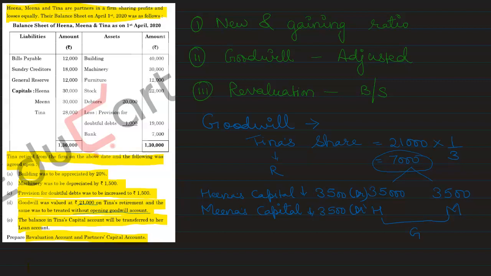So her capital will also be debited, and Tina's capital will increase because she will receive. Tina's capital will increase by 7,000. So her capital will be credited. Keep this in mind while making the capital account.